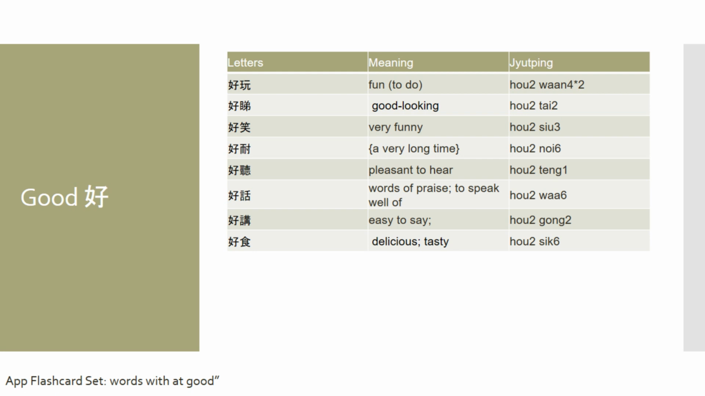Now, if you want to say easy to say in Cantonese, then you could say 好講. But mostly it is actually linked up with the character 仲 in the beginning. So usually when you say easy to say, you will say 仲好講. Lastly, if you want to say delicious or tasty in Cantonese, then you would say 好食.